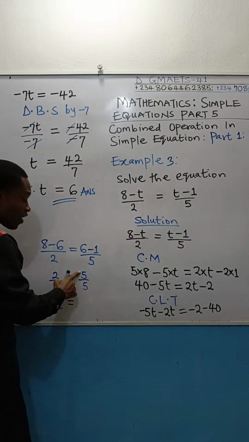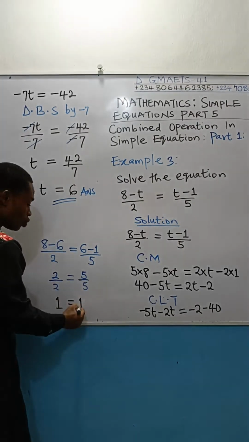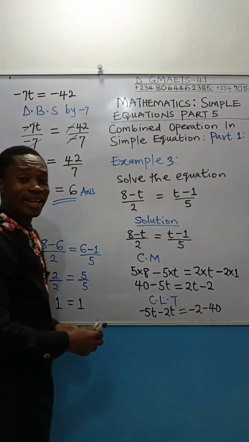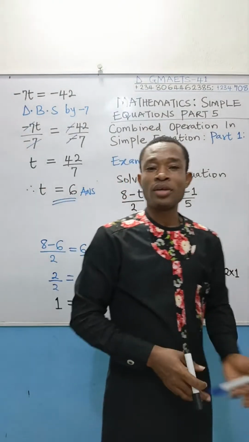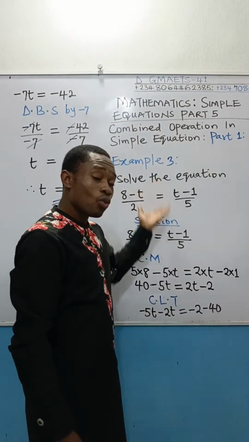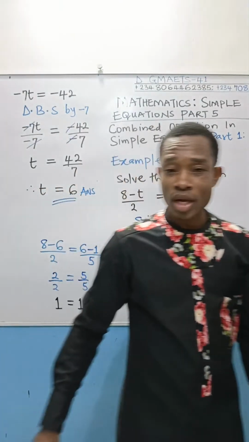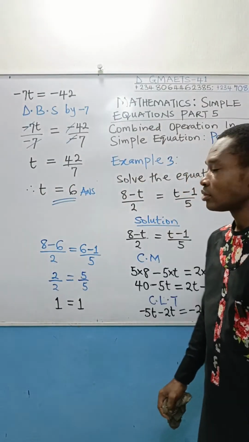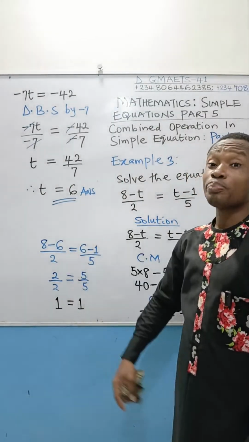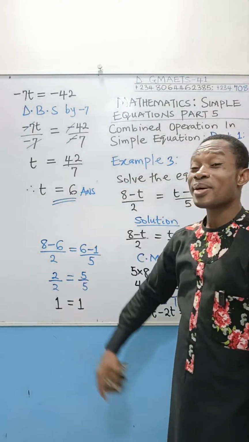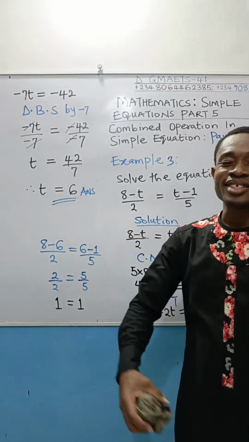Equal to 5 divided by 5 will also give you 1. So you see that the equation balanced: 1 on the left, 1 on the right. And that shows that what we solved here to get this answer is correct. T is actually 6. So what I did here is just the proof that the answer we got is correct. But it is not really necessary.